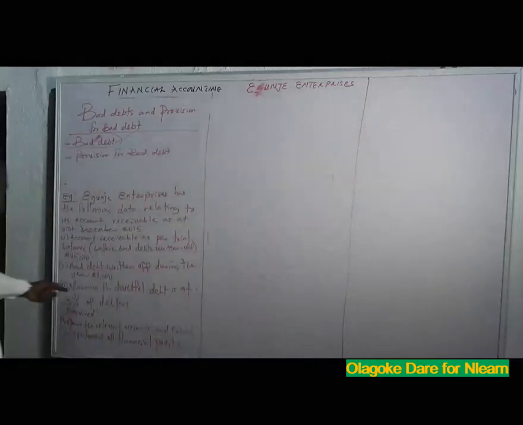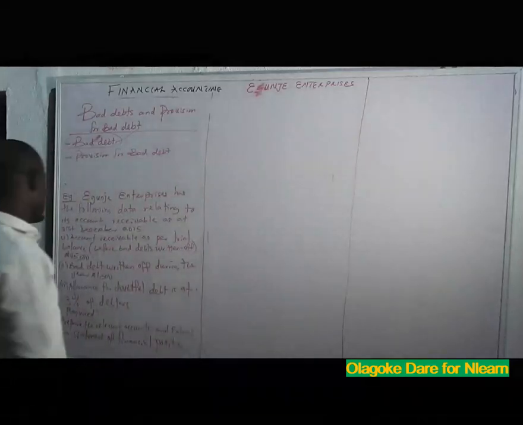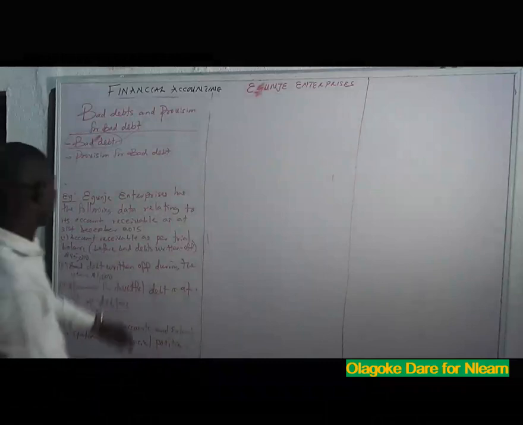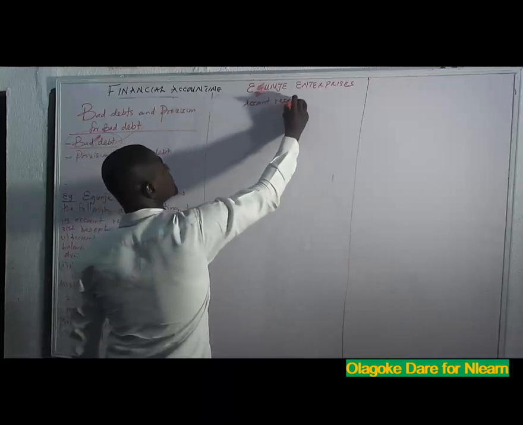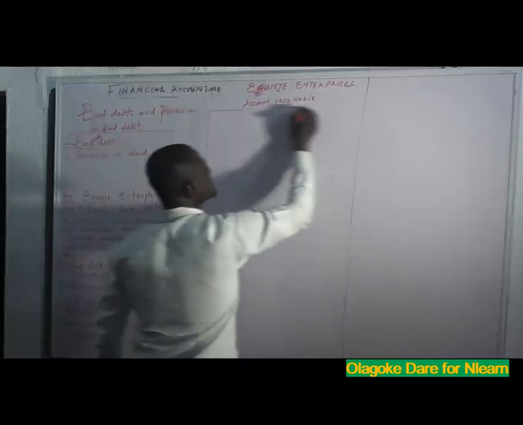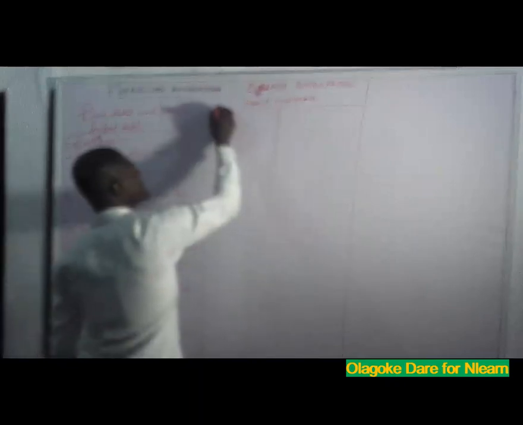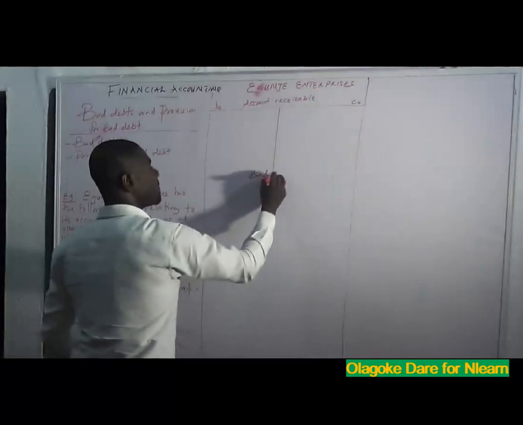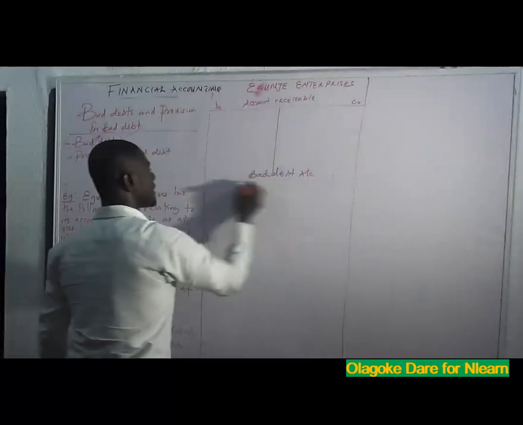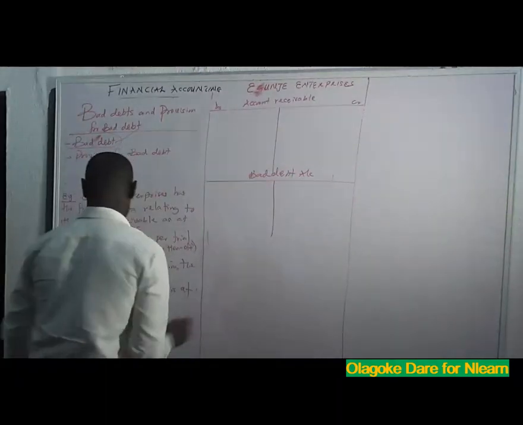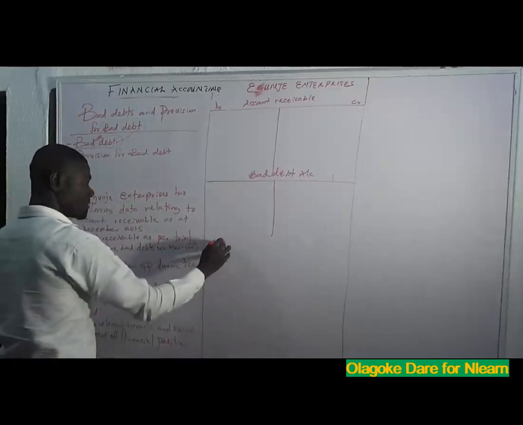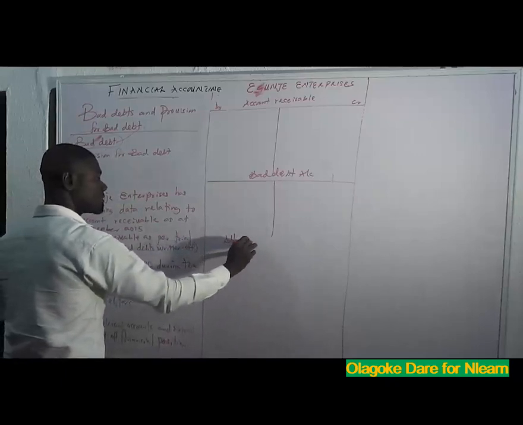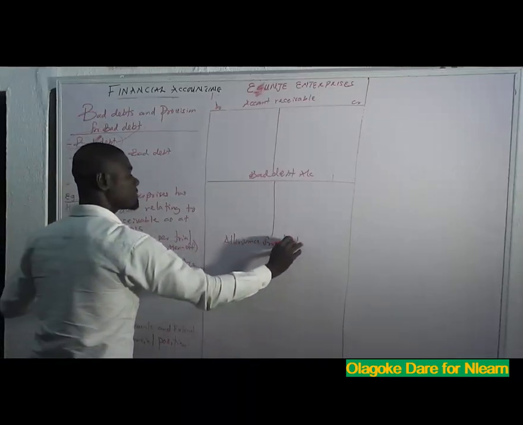So the relevant books of accounts are, the first one is account receivable. This is the debit side, this is the credit side. Then I open my bad debt account, like this, like that. Then the other account to be opened is allowance for doubtful debts.